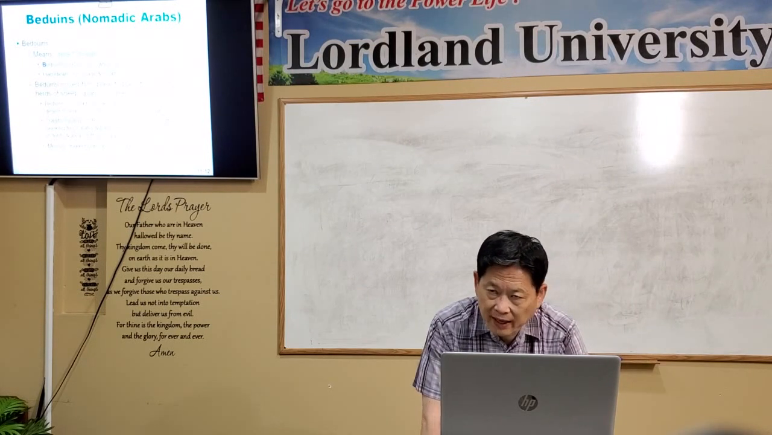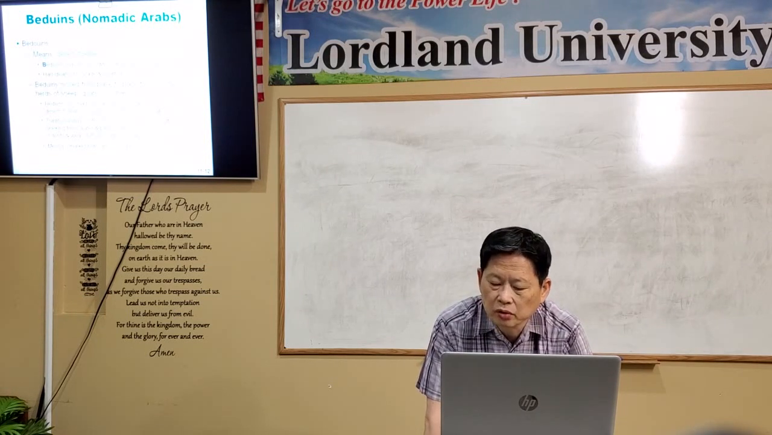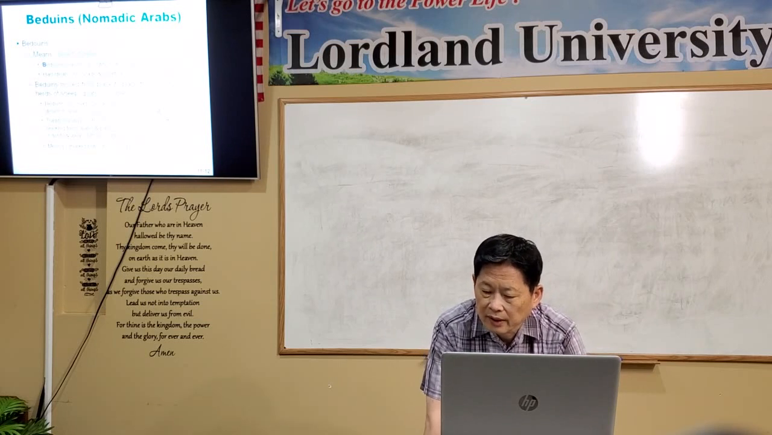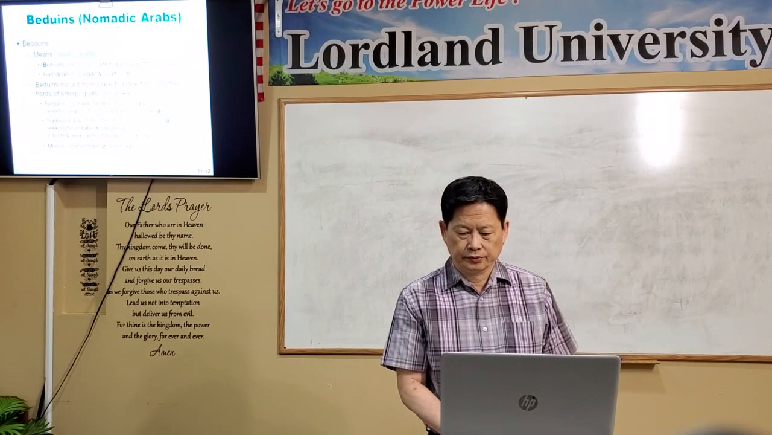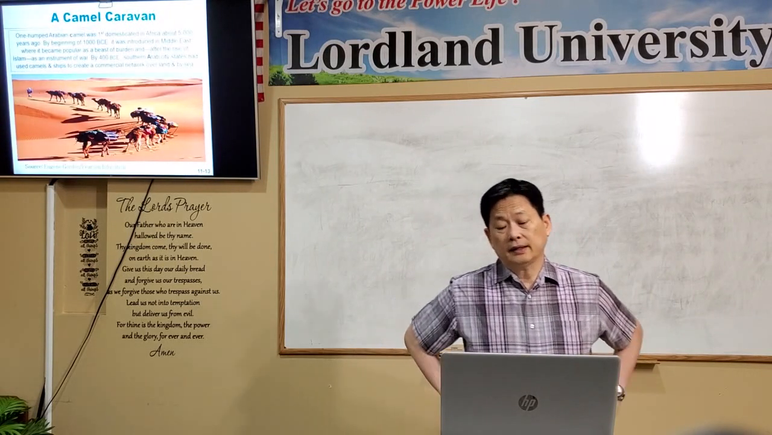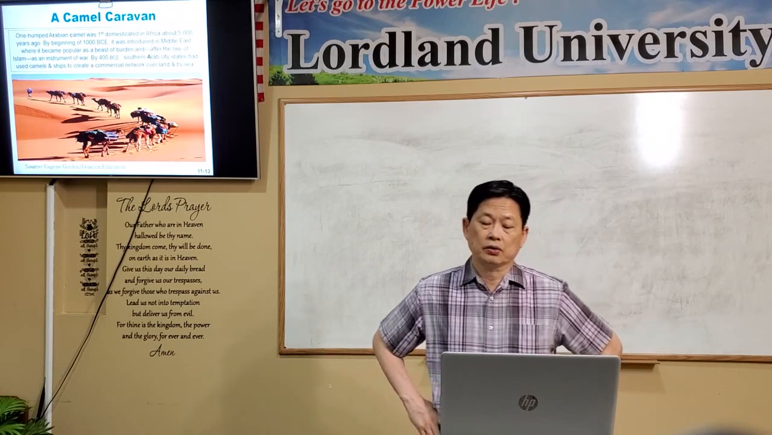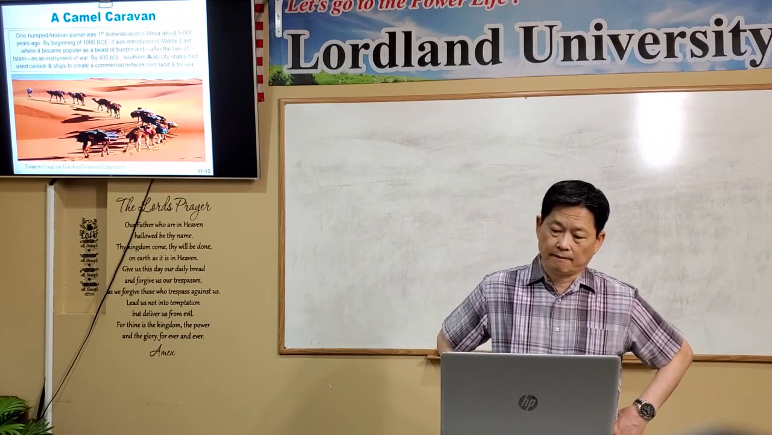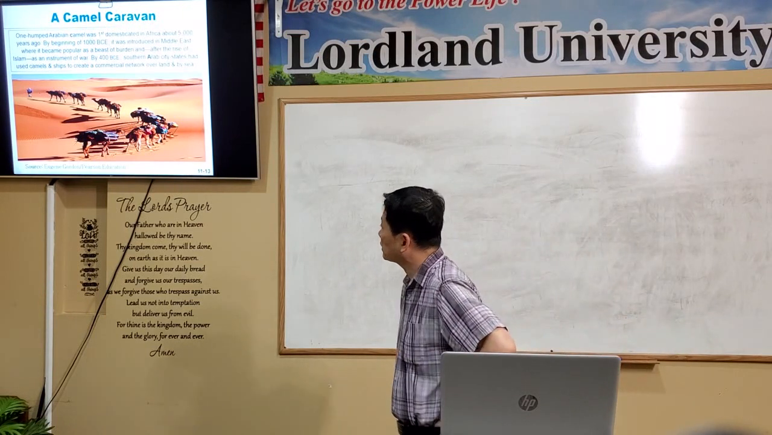City of Mecca. Mecca is a market town at the crossroad of two main caravan routes. Okay, this picture shows the camel caravan.